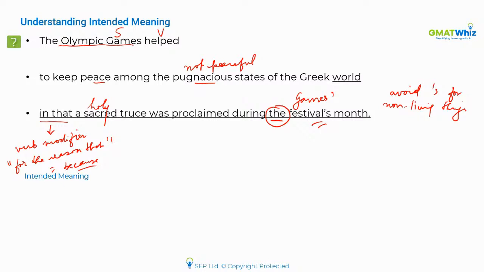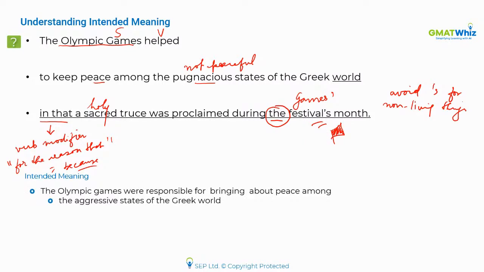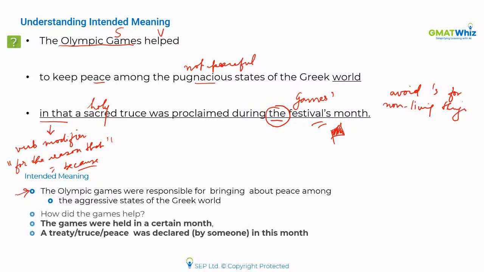So clearly the sentence seems to be fine except the red flag here, so I am going to reserve my judgment. The meaning that I've understood is the Olympic Games were responsible for bringing about peace among the aggressive states of the Greek world. How did the games help? This is the query being discussed by this "because", right? The games were held in a certain month, and a truce, peace, was declared by someone, we don't know who, in this month. And that is how the Olympic Games were responsible for bringing about the peace. Nothing wrong here, as I said, except this.